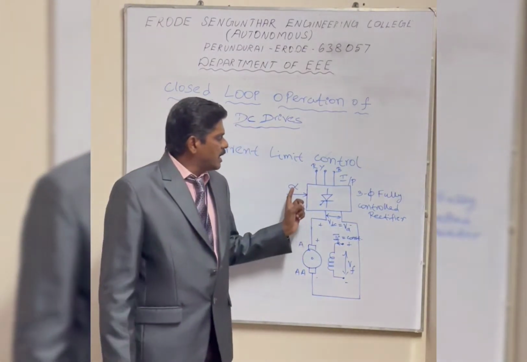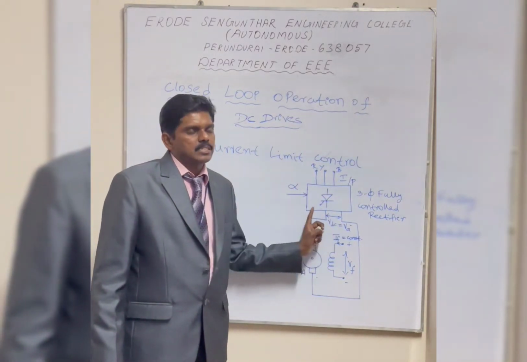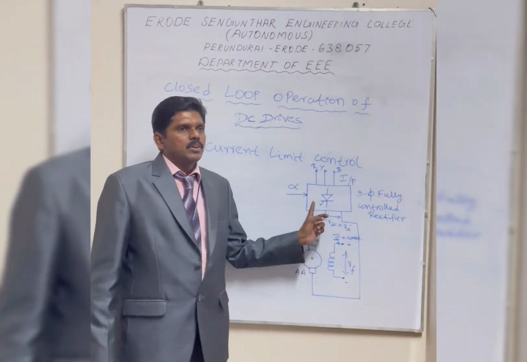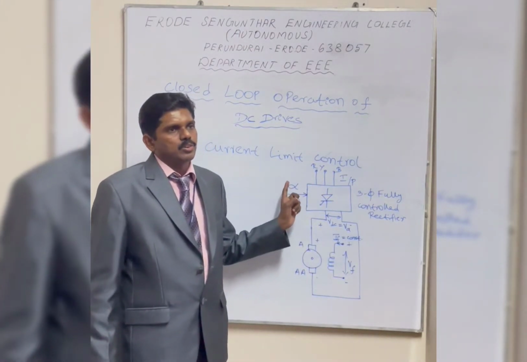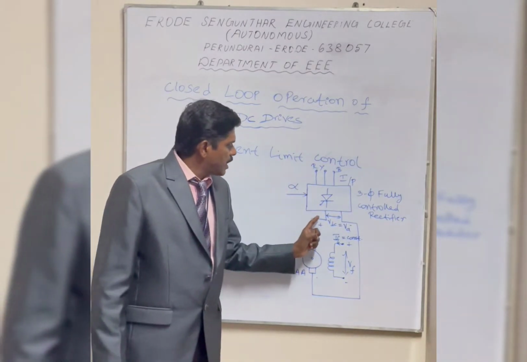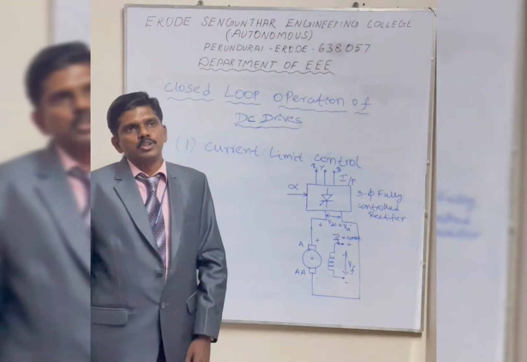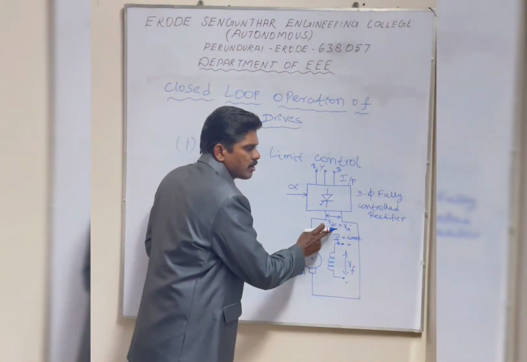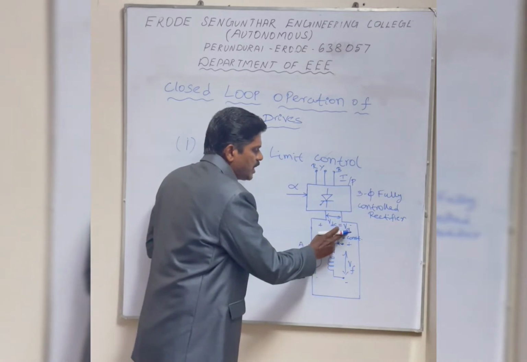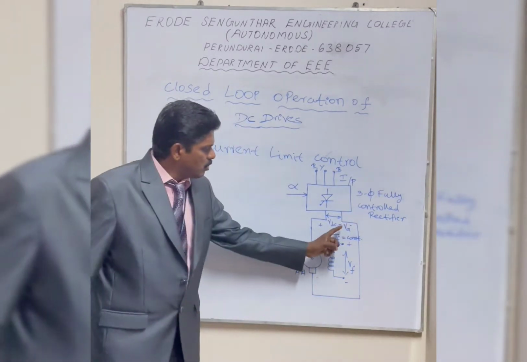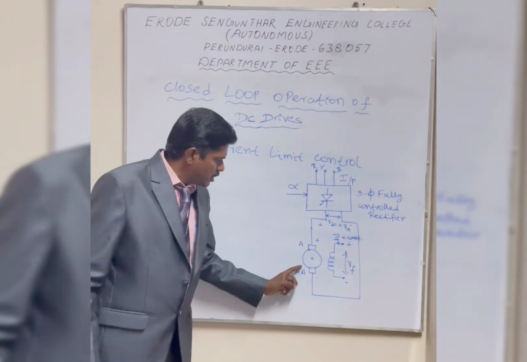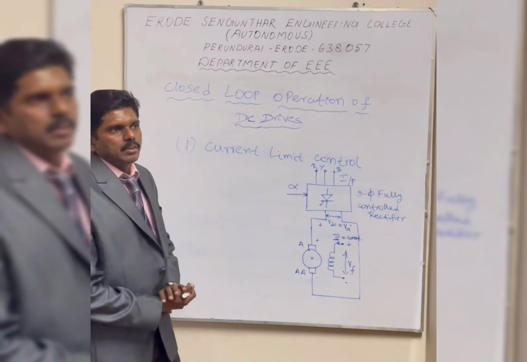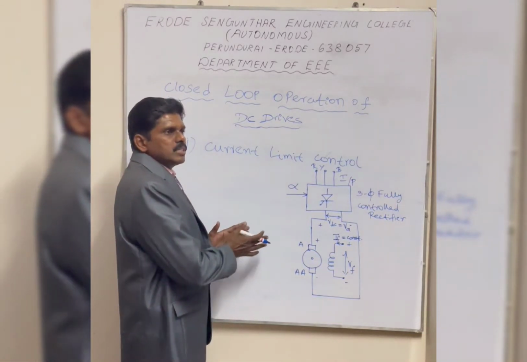So what is the firing angle? We have a thyristor circuit in the three-phase fully controlled converter, which is a controlled device. If you vary this alpha from 0 to 90 degrees, we can obtain a variable voltage across the output. So if you vary alpha, we achieve a variable average output voltage such that VA is also varied. Once the voltage applied across the armature varies, the speed also varies from 0 to the rated value. This is the basic concept of this closed loop.